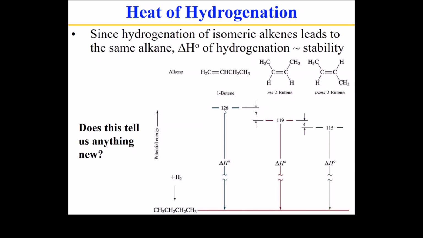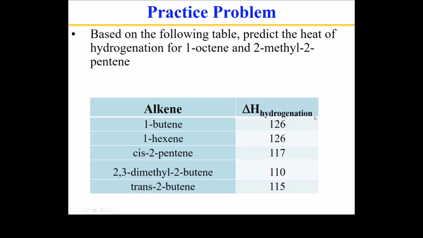So does this tell us anything new? Heat of hydrogenation can be used in the exact same way that we used heat of combustion to determine the stability of different alkene substances. Does it tell us anything new? In this particular case, no, it doesn't. In the next case, it actually does. Heat of hydrogenation does not require you to hydrogenate the entire compound. You're just hydrogenating a single pi bond.